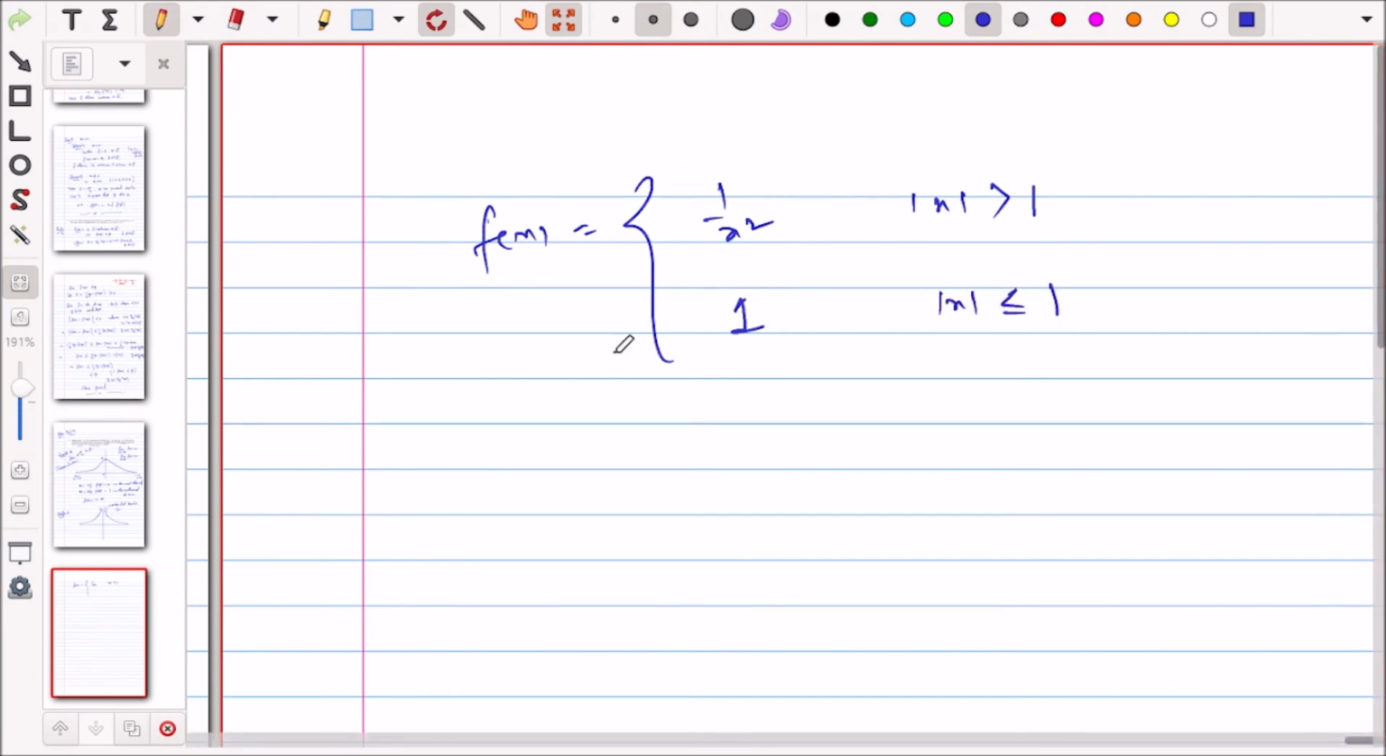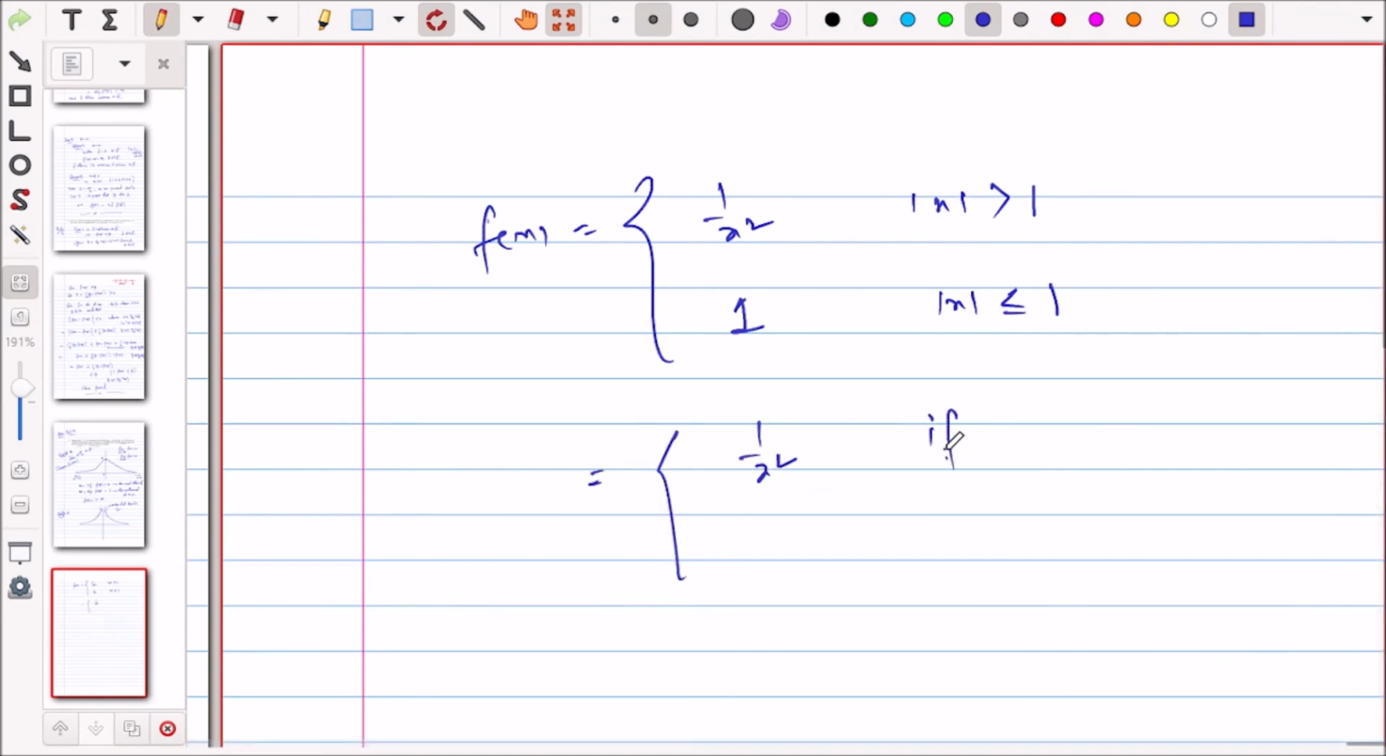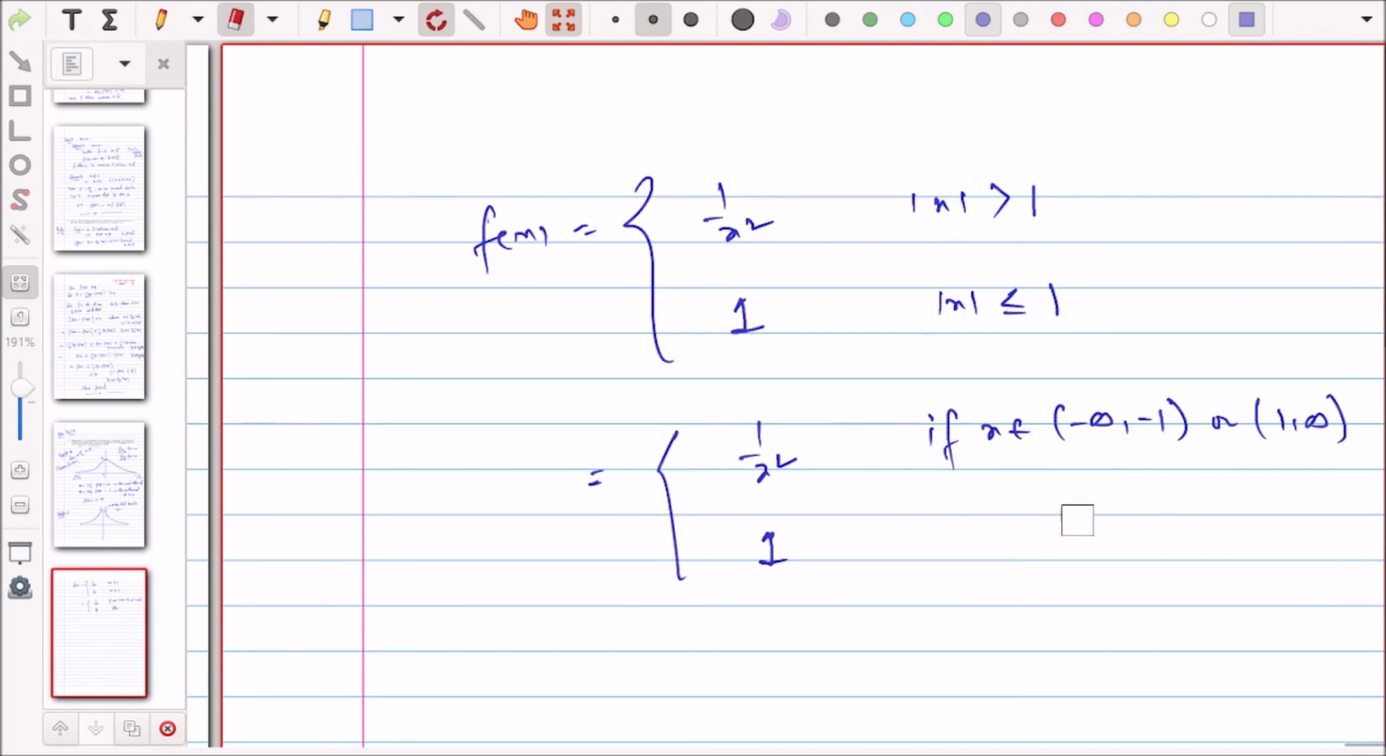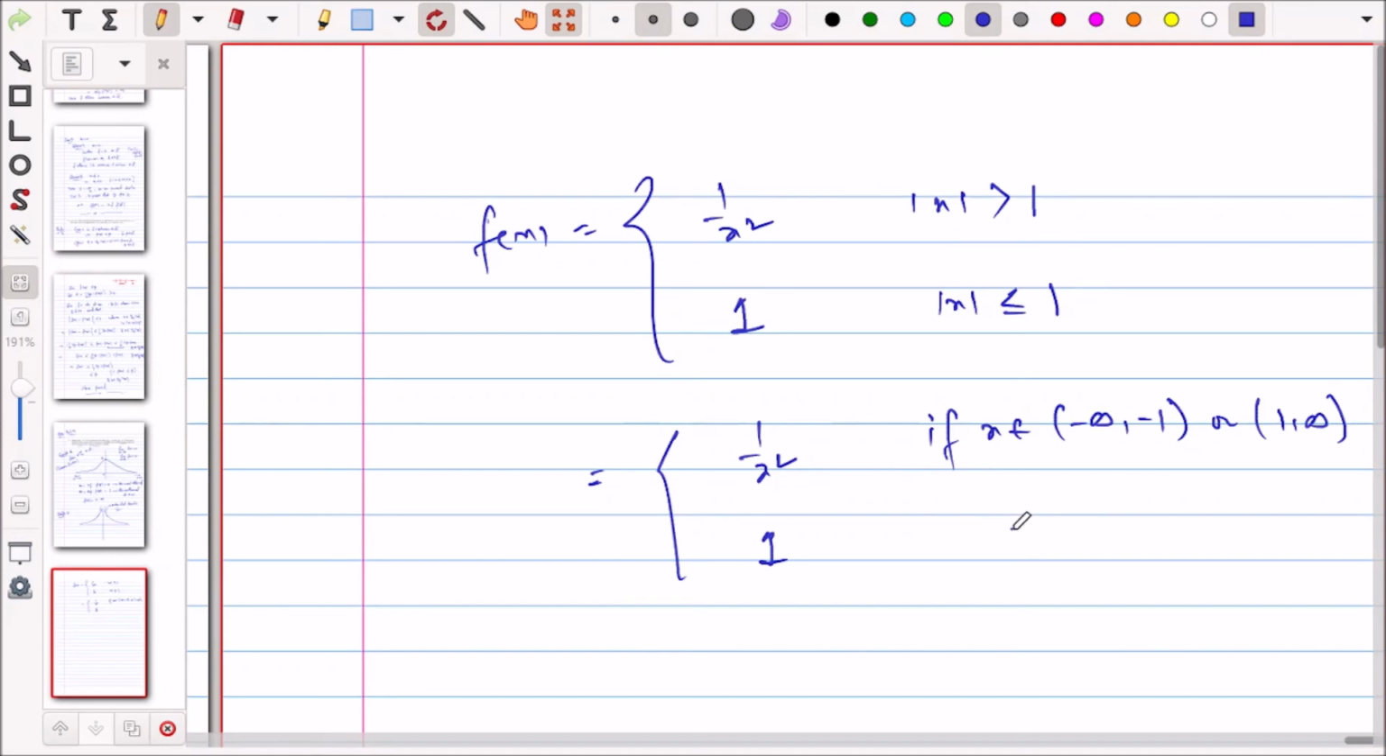So basically we are defining it as 1 by x square if x belongs to minus infinity to -1 or 1 to infinity, and 1 otherwise, that is when x belongs to -1 to 1. So now we have removed the point at which the function becomes unbounded.